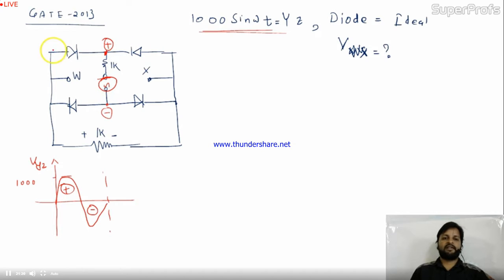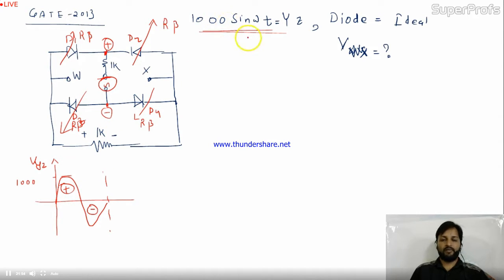What will be the state of D1 and D2? If this is D1, this is D2, let's take this D3 and this D4. The positive terminal is connected to the N part of the diode, so they will be in reverse bias. What about these two? The negative terminal of the battery is connected over here, so they will definitely be in reverse bias. So all diodes are in reverse bias in the positive half cycle of the input 1000 sin omega t.